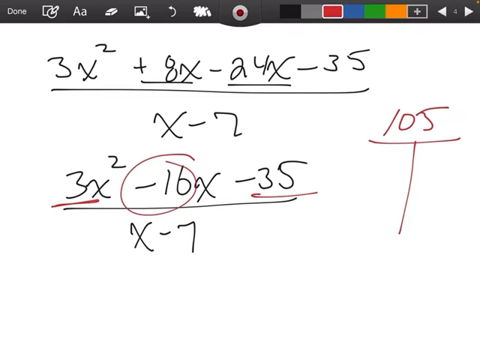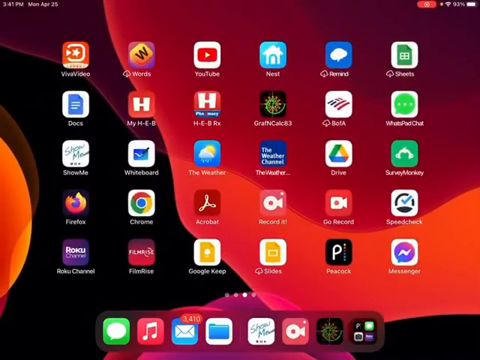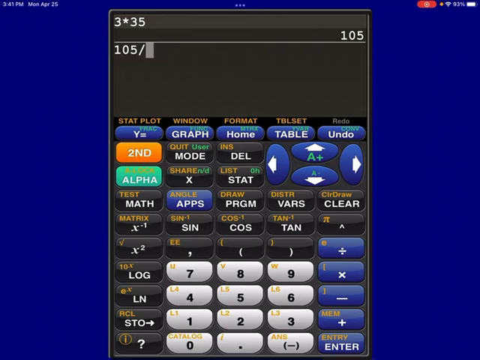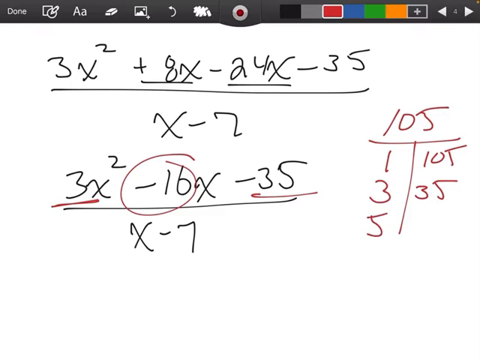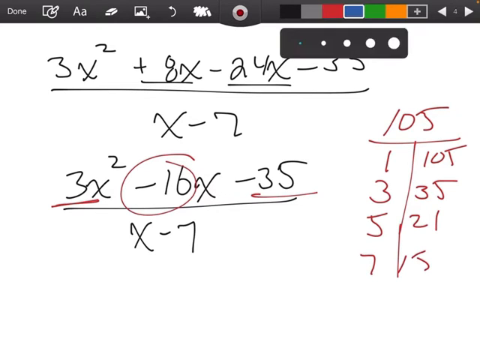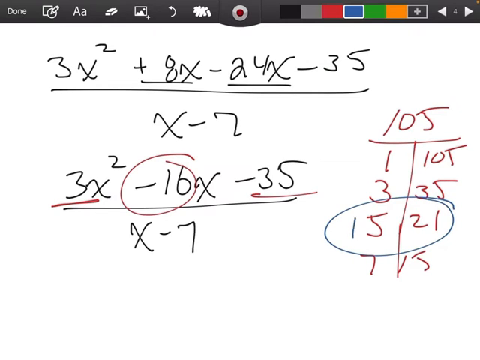I know 1 and 105, 3 and whatever 105 divided by 3 is, which is 35. We can go 5 and 21. We can go 7 and 15. Yes, 7 and 15 is right. But guys, I'm trying to get a negative 16. If I use these numbers here, and I make this one positive and that one negative to get my negative 105, there's my negative 16.